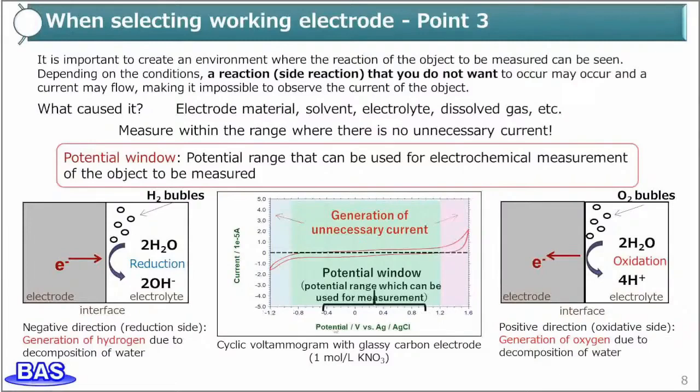In the voltage range below or above this range, various side reactions occur, making it difficult to see the current value of the desired reaction.